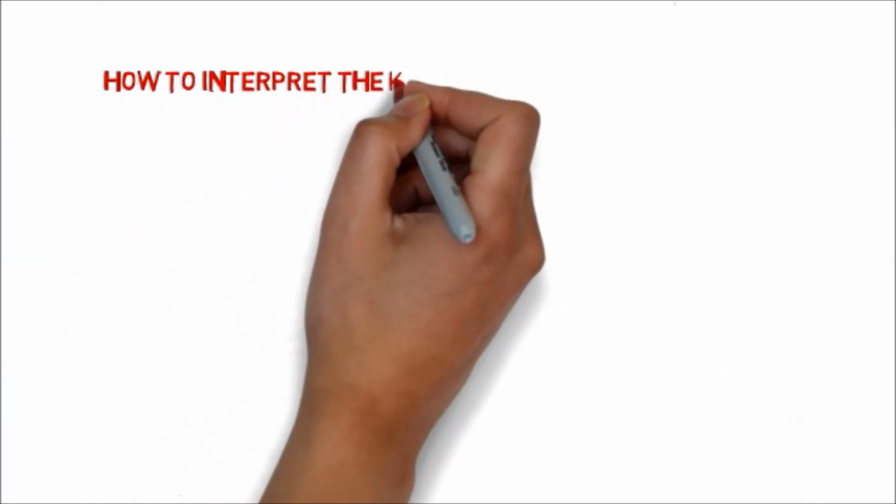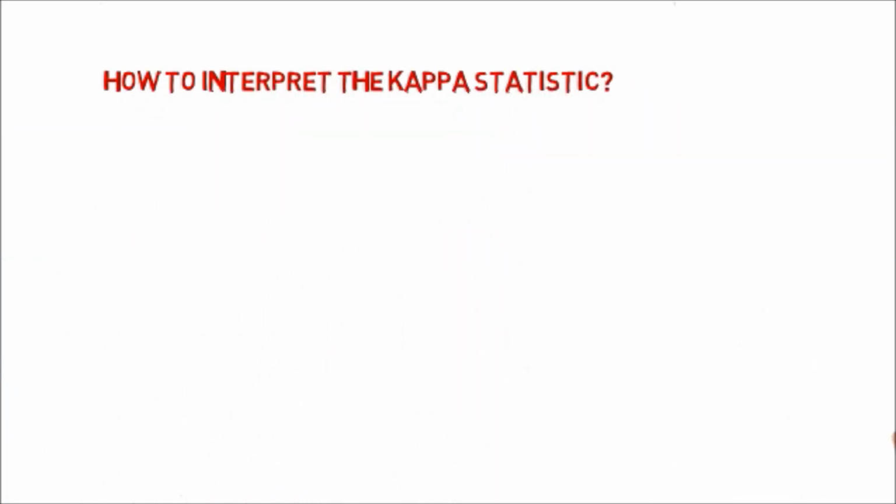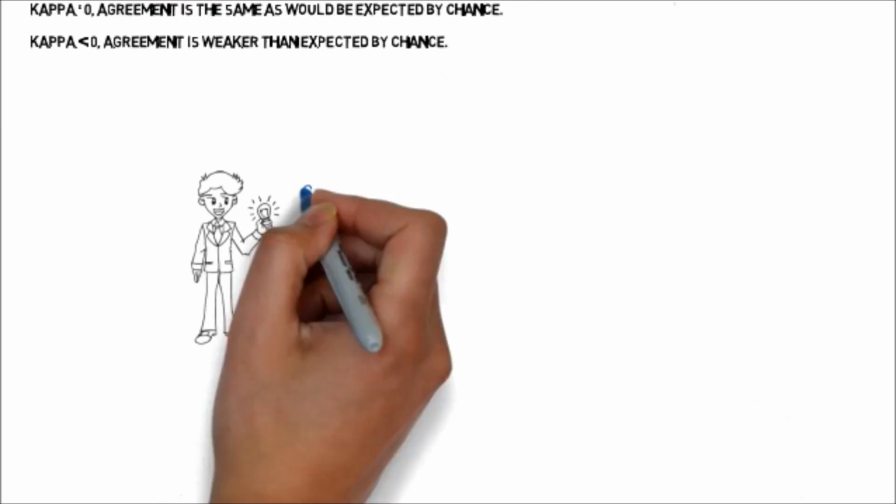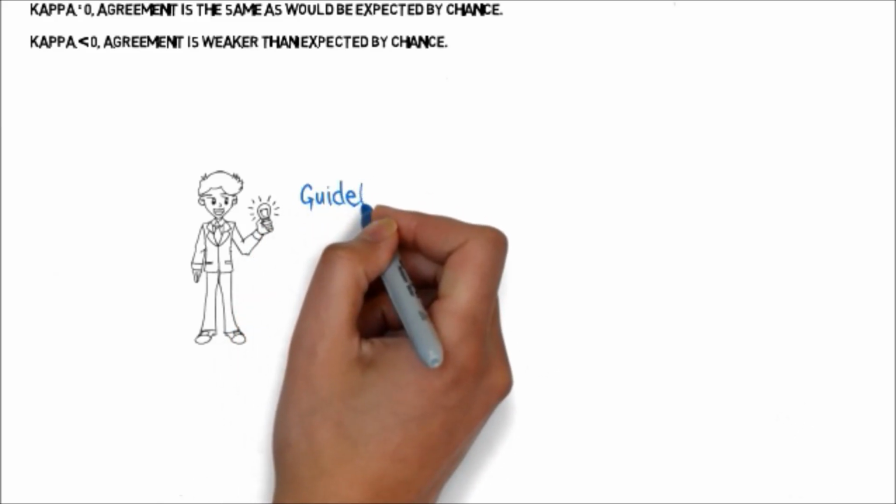So what's the guideline to interpret the kappa? Usually a kappa equal to 1 means that we have a perfect agreement. If the kappa equals 0, we say that the agreement is the same as would be expected by chance, while if the kappa is less than 0, then we say that the agreement is weaker than expected by chance. Typically a kappa value of at least 0.7 is required, but a kappa close to 0.9 is preferred.